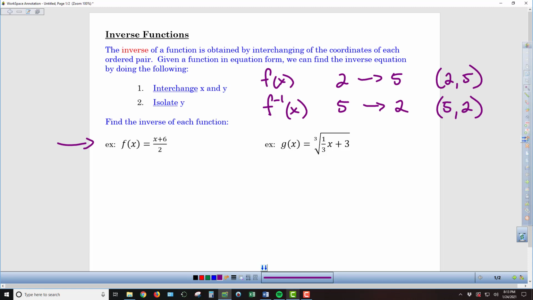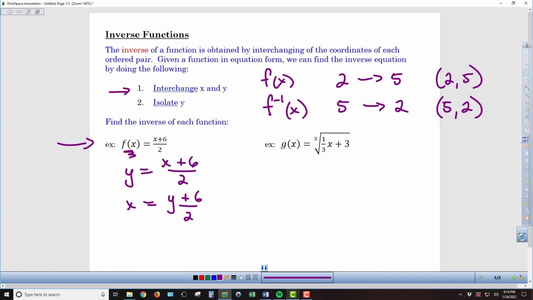And so the first thing we have to understand is that when we see f of x in an equation like this, we're just using function notation to represent y. So I'm going to first write it as y equals (x plus 6) over 2. And so now I'm going to interchange x and y, meaning I'm just going to flip-flop the x's and y's. Anywhere I see a y, I'm going to replace it with an x, and any place I see an x, I'm going to replace it with a y. So it's the exact same function, everything else stays the same, I just flip-flop the x and y.